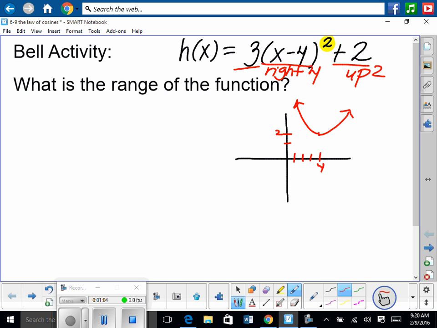Range is y values. So where's your function growing from bottom to up? What's the lowest y value? 2. And it's growing to positive infinity. Did it touch down right at 2? So it includes 2, positive infinity. Or if they said to you, state it as an inequality. What is range of y values? Wouldn't we say y is greater than or equal to 2?